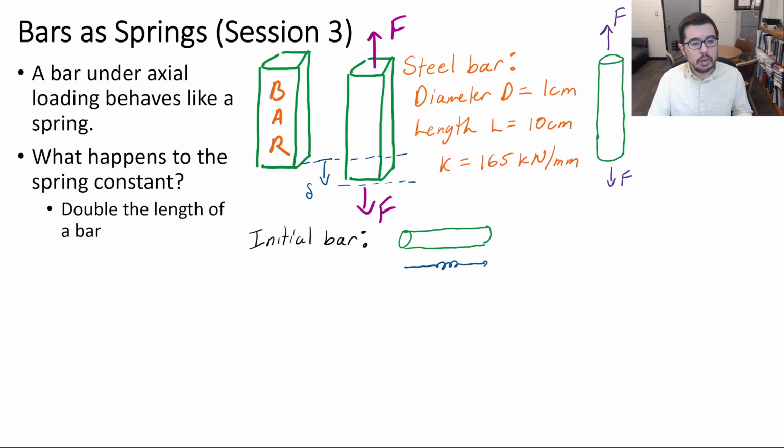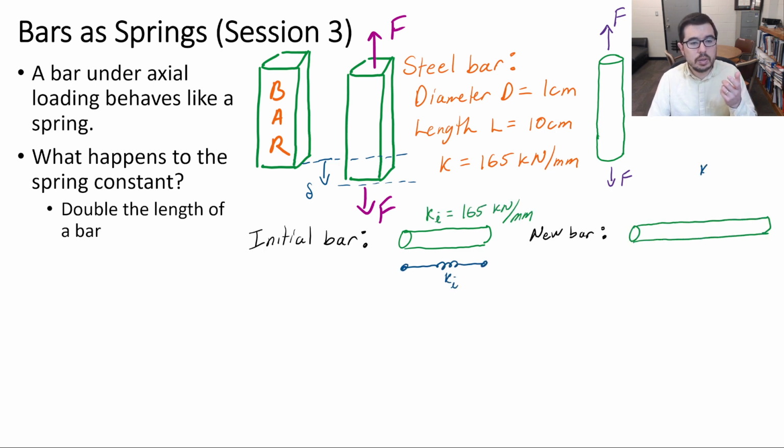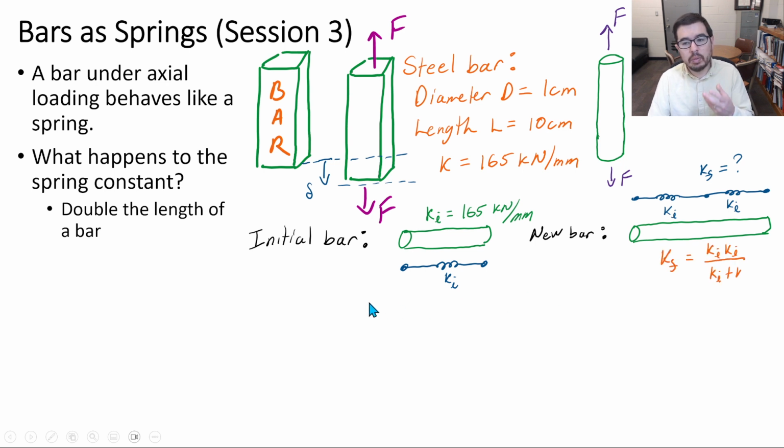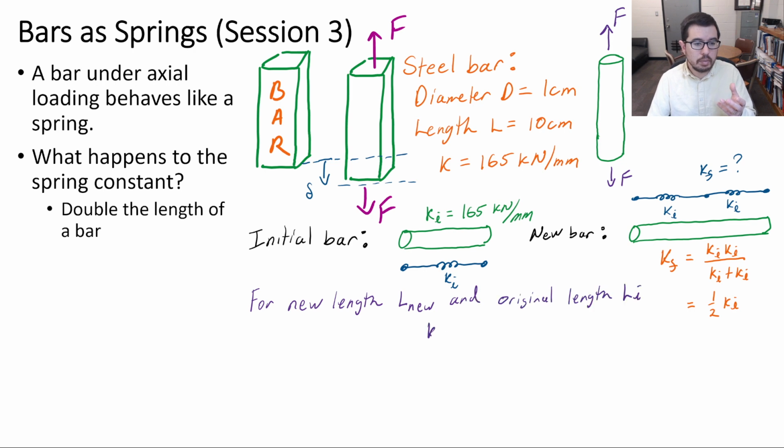tension. We also discussed how we could think of these configurations as putting a bar, for example, in series with itself if we double its length, like you see here. And we discussed how we could think of putting the springs in parallel when we were adding or creating a larger cross-sectional area.